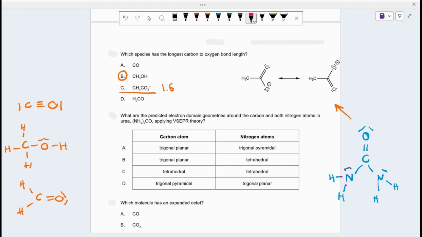It has 3. 1, 2, 3. And yeah, the double bond counts as 1. So trigonal planar. And then the nitrogen atoms, they will be tetrahedral. We have 1, 2, 3, 4. Yeah, the lone pair counts as an electron domain. So that will be B.